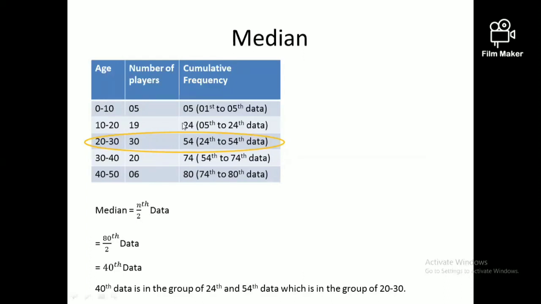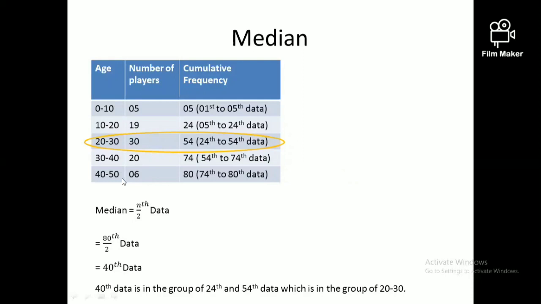Then what does 24 represent? That means up to the first 5 information, in the second category, the 5th information to the 24th information is in the second category. That is what 24 means. What does 54 represent? The 24th to 54th information is in this category. What does 74 indicate? The 54th to 74th information falls into this category. What does 80 stand for? The 74th to 80th information falls into this category, right?